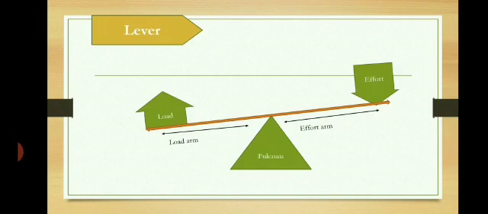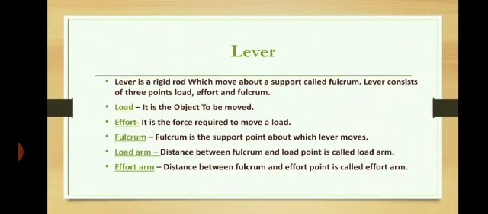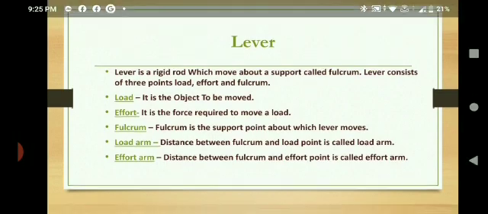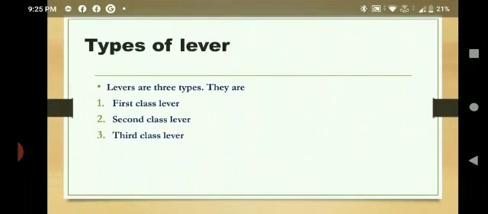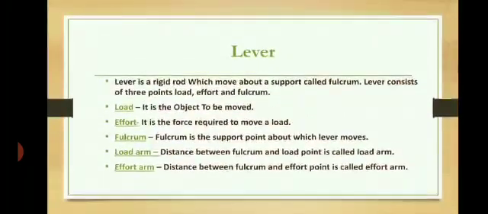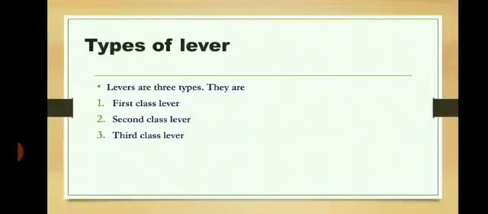Depending upon the position of the load, effort and fulcrum, levers are classified into three types: first class, second class and third class lever. Let us review what we have learned. A lever is a rigid rod which moves about a support called the fulcrum, and consists of three points: load, effort and fulcrum, and the load arm and effort arm. So there are three types of lever: first class, second class and third class.